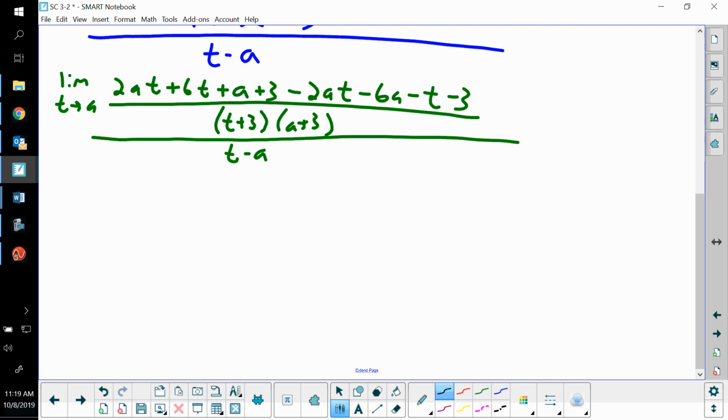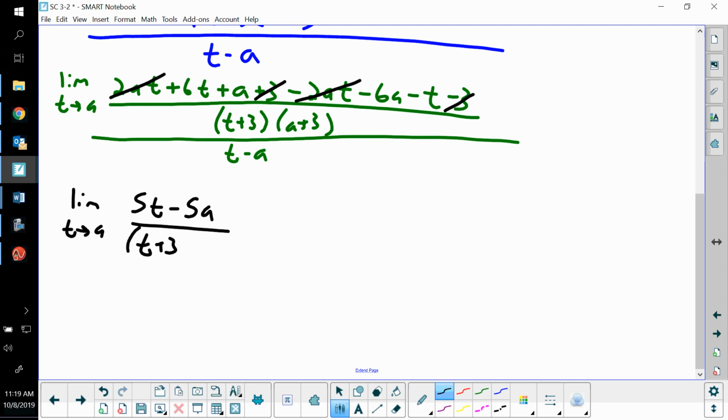All right, so we've got some things that are going to add to 0. 2at minus 2at, those will add to 0. We've got plus 3 and minus 3, those will add to 0. And if we combine our like terms, we're going to have 6t minus t is 5t, a minus 6a is minus 5a, and we're over t plus 3 times a plus 3.